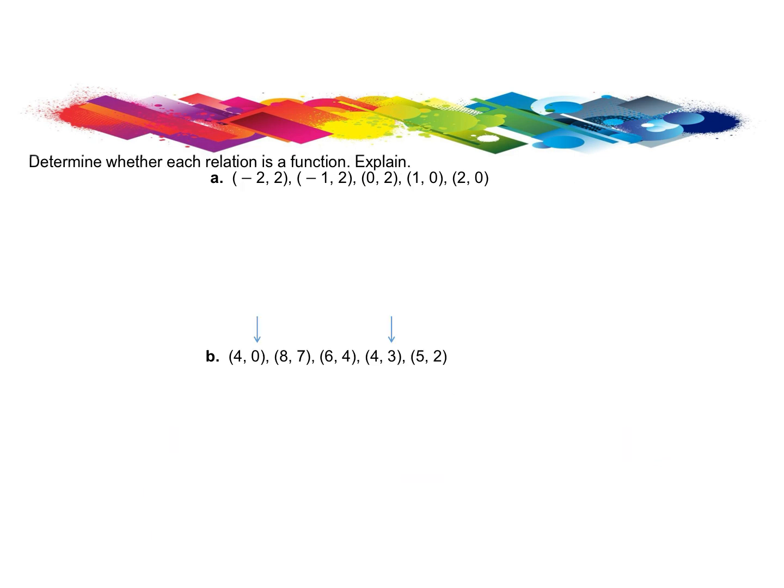So it says to determine whether each relation is a function and explain. So again, we have to look at the x right now, -2, -1, 0, 1, 2. None of the x's repeat, so yes, this is a function. The x does not repeat.